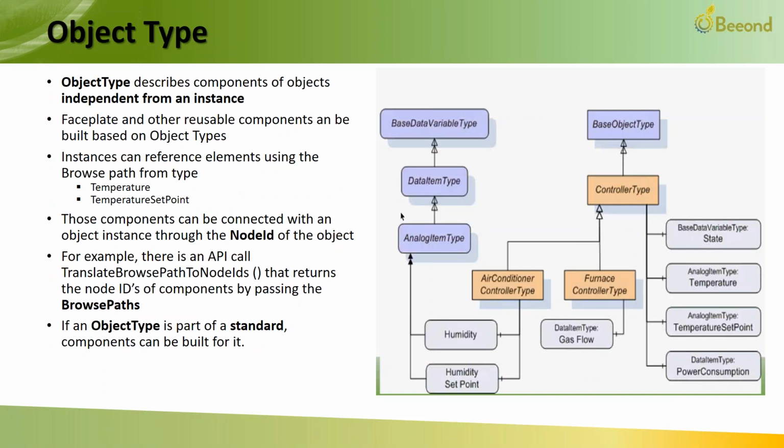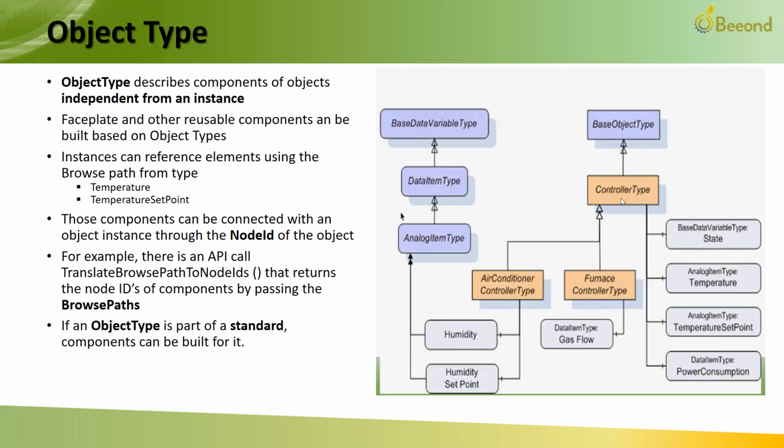What is an object type? An object type, which is one of the node classes that you may choose, is the type definition of an object. You see here an example that uses the air conditioner. That's a very common example in some of the OPC UA demos. And the base object type in the OPC UA information models is, of course, BaseObjectType. From that, you can derive your own.